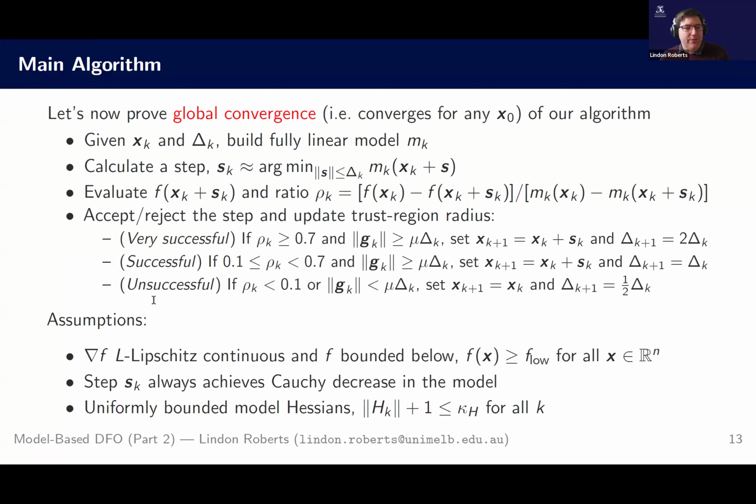And mathematically, what we're going to need for convergence is to assume that our gradient is Lipschitz continuous with constant L. F is going to be bounded below by some constant globally. Our step calculation always achieves the Cauchy decrease. We're also going to have to assume that the Hessians of our local quadratic models are always uniformly bounded. That is a technical assumption. In practice, we don't check it, but it is necessary for convergence. If the norms of H grow unboundedly, the convergence theory deteriorates rapidly. It doesn't cease to exist, but if H grows rapidly, it does become non-convergent. Well, there are counterexamples to convergence.